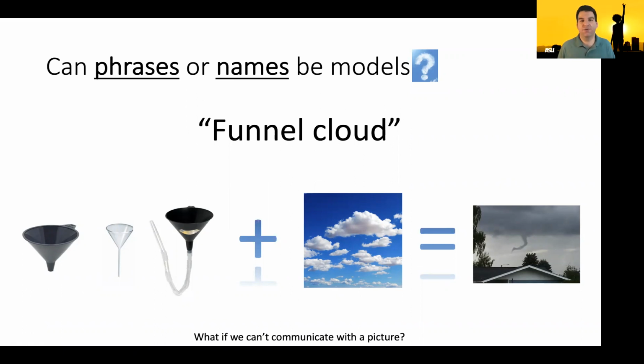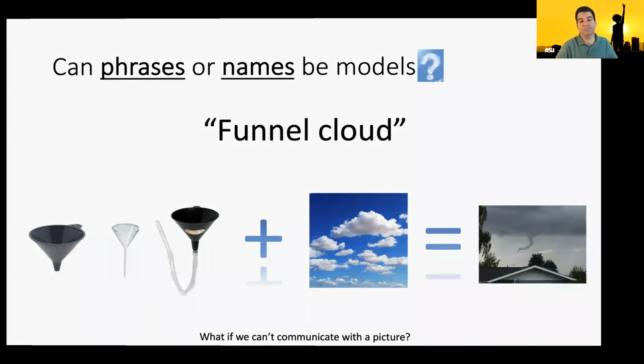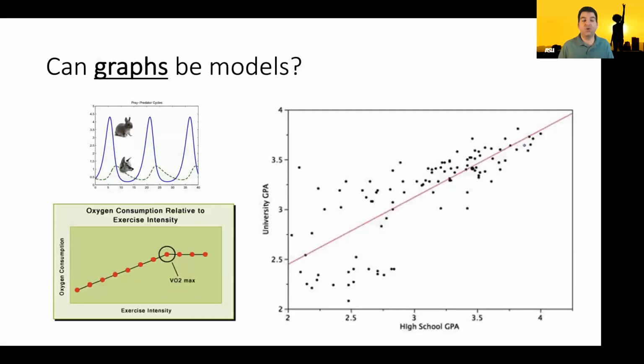So what is your model for what the cloud formation that precedes the tornado looks like? Well, it kind of looks like a funnel, so okay, it's a funnel cloud. That's my model for what the shape of this thing will be. What if we were about to get a tornado? Well, if we were about to get a tornado, then we would probably see a funnel cloud. So even things like pictures and words can be models.